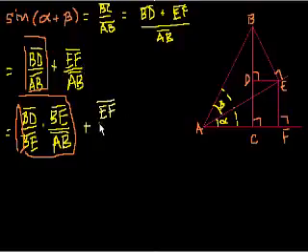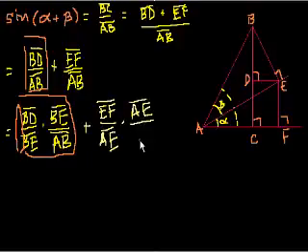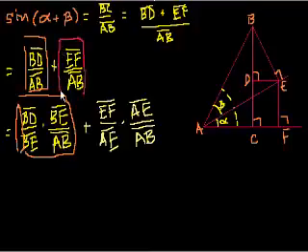EF over AB is the same thing as EF over AE times AE over AB, right? Once again, we're just multiplying fractions. These would cancel out, and you would get this again. Make sure you understand that this term is the same thing as this term. You can just multiply out the fractions, and that's what you would get.